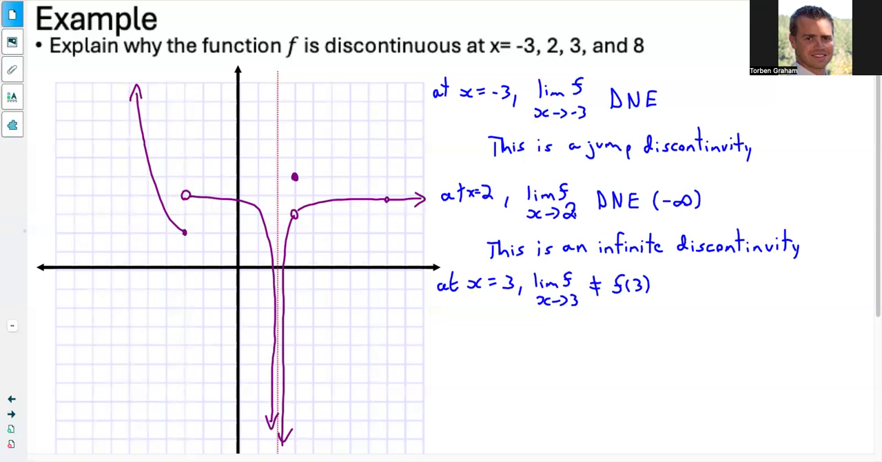Now this is known as a removable discontinuity.